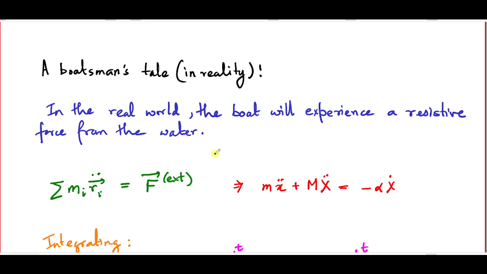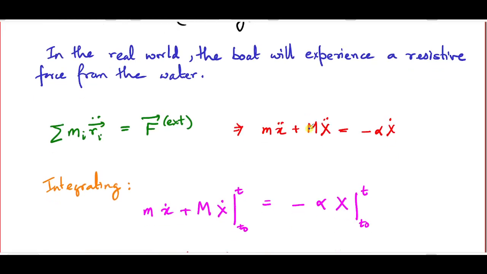Now, if we start with this equation and carry out a simple integration, I immediately get the following. Small m times small x dot plus capital M times capital X dot evaluated at small t minus the same thing evaluated at small t0 is simply minus alpha times capital X at t minus capital X at t0, where t0 is the initial situation and small t is any time in between as the motion progresses.